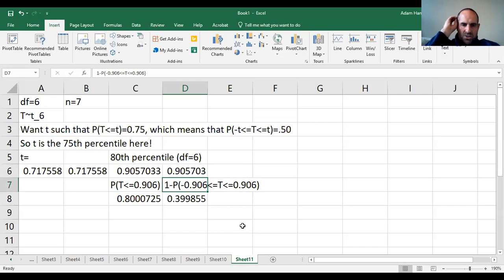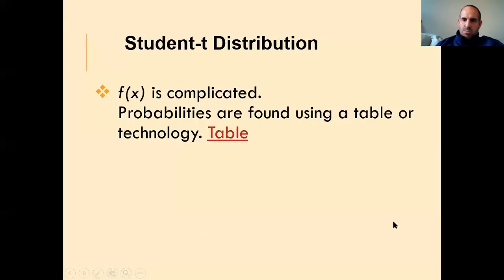Okay, so there you go. These computations in Excel are done in terms of the probability that happens to be in the tails. So I just wanted that to be clear from the get-go here. Okay, back here in our presentation.